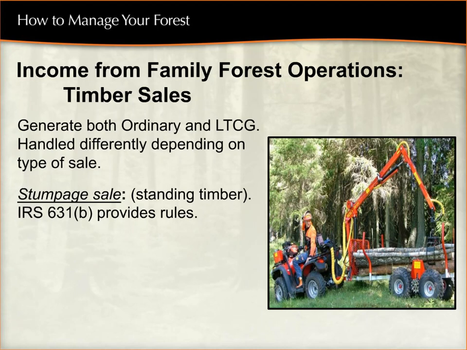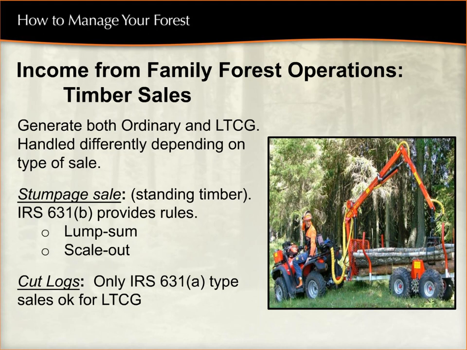Internal Revenue Code 631B provides the rules by which stumpage sale income is treated as long-term capital gain. Lump sum and scale-out contracts are two specific types of stumpage sales. Scale-out sales are also called pay-as-cut, Section 631B, and point-of-measure sales.